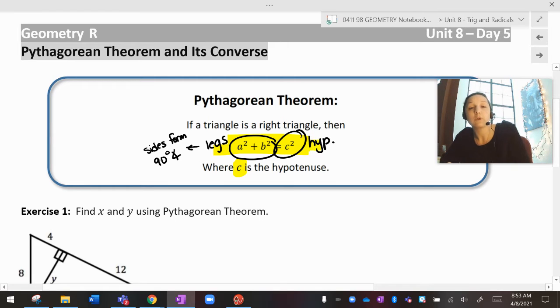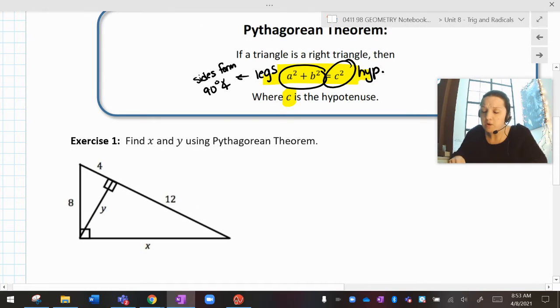So a squared plus b squared equals c squared doesn't just mean, oh, just make whatever you want a, b, and c. A and b have to be the two things that form the right angle, and c is the hypotenuse. So if we come down here and it says find x and y using the Pythagorean theorem, the first thing I notice is I have a right triangle right here, and 4 is a leg, y is a leg, and 8 is the hypotenuse. I know it's the hypotenuse because it's across from that 90-degree angle.